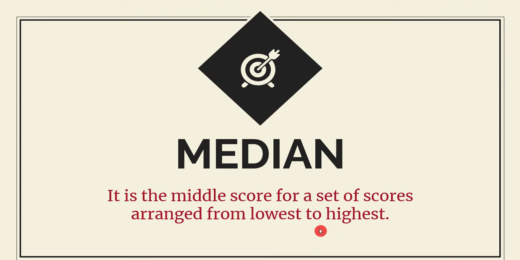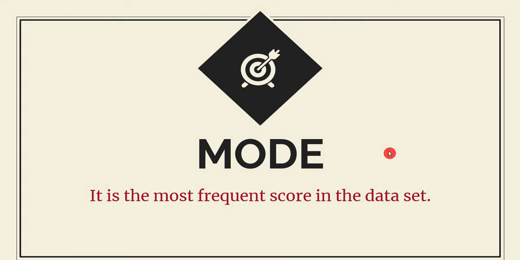Next is the median. It is the middle score for a set of scores arranged from lowest to highest, or it can be the other way around, as long as it is arranged before you get the median, either in ascending or descending order. And last, the mode. The mode is the most frequent score in the data set. And we have types of mode. The first type is called unimodal, wherein there is only one mode or one frequent score that repeatedly appears in the data set. The second type is bimodal, wherein there are two modes. Next is the trimodal for three modes, and multimodal for four or more modes.